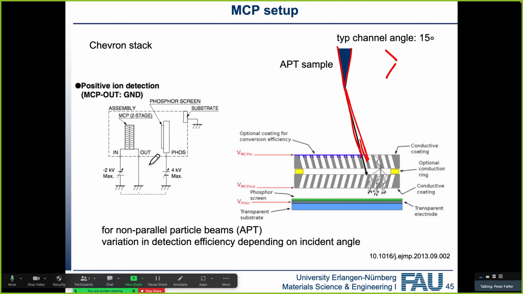So for positive ion detection, you have the stack of the two plates here, and then in this case you have a phosphor screen for imaging, and this is what we do for field ion microscopy. Just the electron cloud that we produce goes into a phosphor screen. For atom probe, of course, we want to have single particle time and spatial resolution. There we need to have some way to read out when this electron cloud was produced and where it was produced.